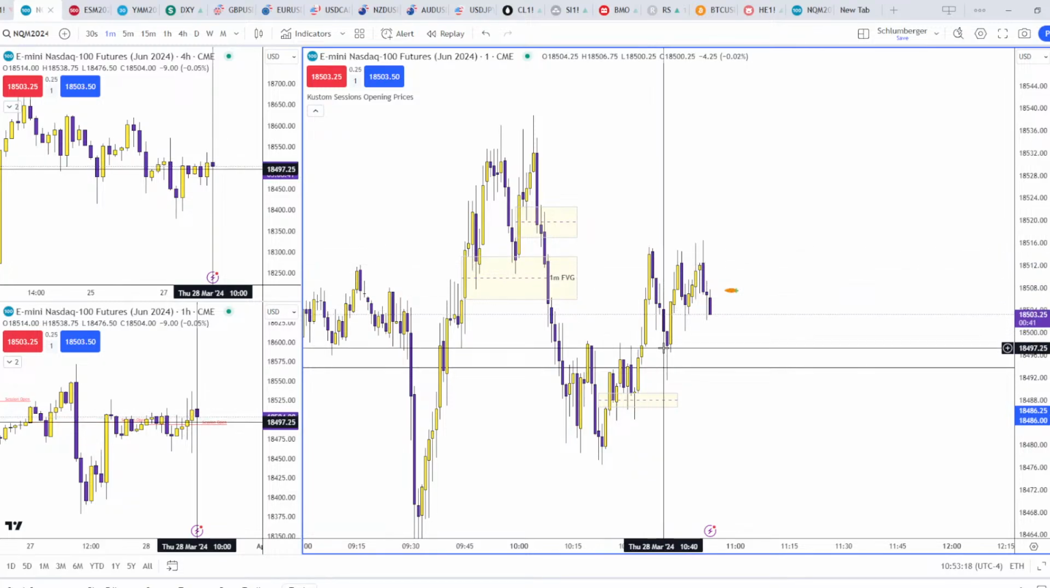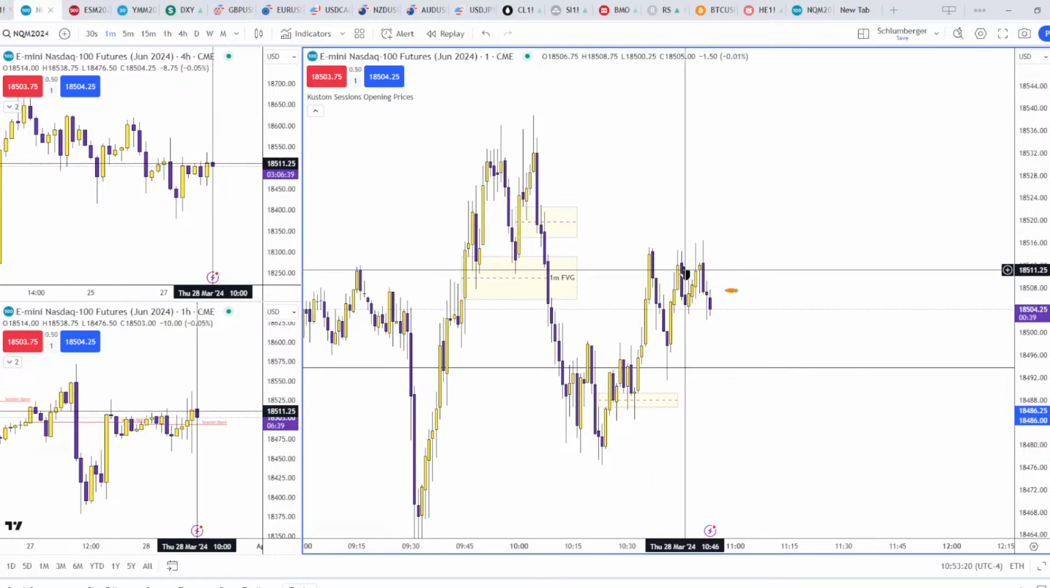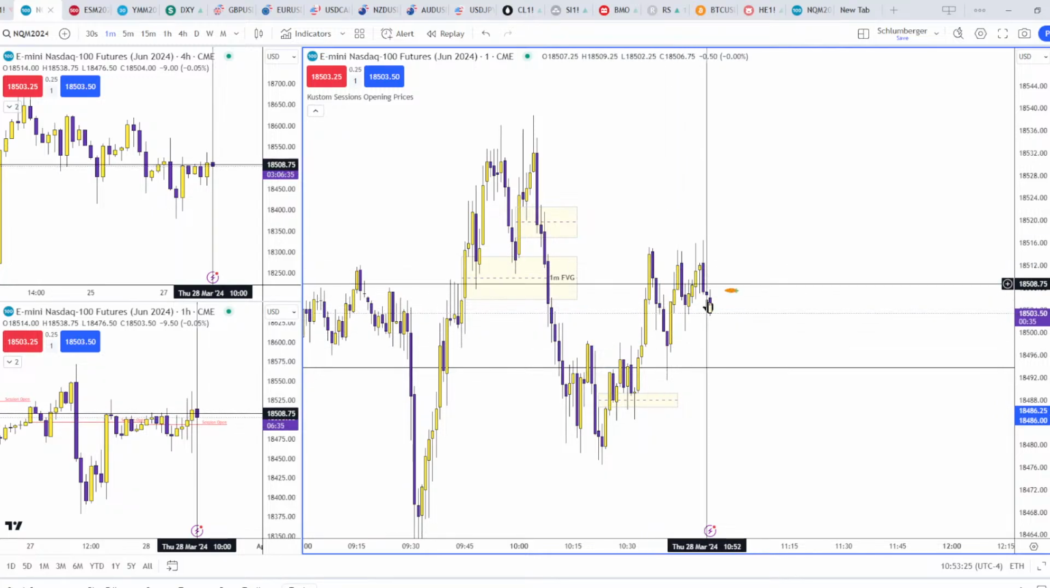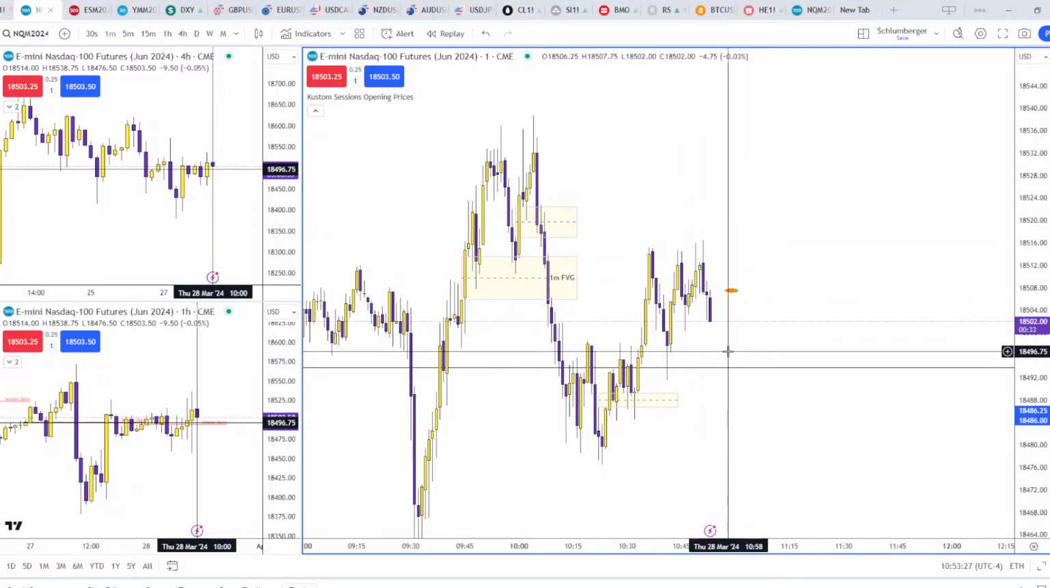When you're in a consolidation, you trade premium to discount arrays and you snatch out real quick, take your money and move to the sidelines. And you're in and out real fast. That's if you like trading consolidation.